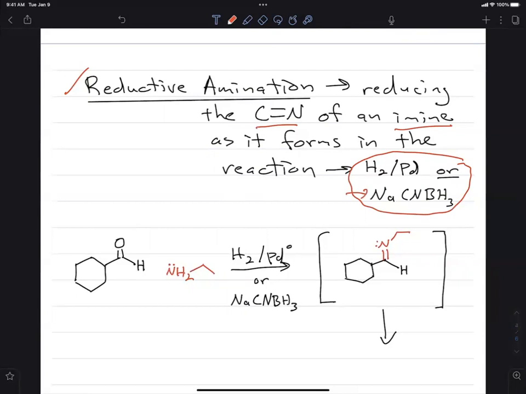And one thing I want to emphasize, this is not a situation where you carry these out sequentially, where first you make the imine, then you add the hydrogen and palladium or sodium cyanoborohydride. You mix these all together, and that's what's kind of cool about this reaction. So for example, if we take an aldehyde and react it with an amine, the first thing that's going to happen is it's going to create an imine according to the mechanism we just talked about. But it turns out that imine is very reactive to either hydrogen and palladium or sodium cyanoborohydride.